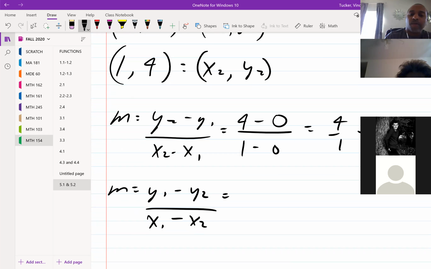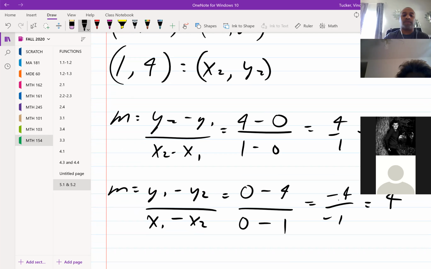And then here, y1 is 0. y2 is 4. Then x1 is 0. x2 is 1, excuse me. So that's -4 over -1, which still gives you 4.